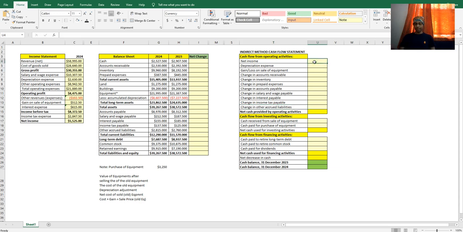So first is the net income. It is clearly mentioned in the income statement. We directly enter it. This is a positive number. Then there is a non-cash charge, which is the depreciation expense. This is also entered as a positive number.